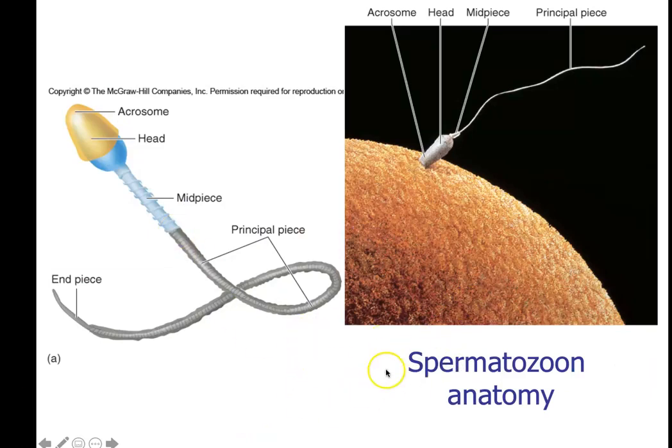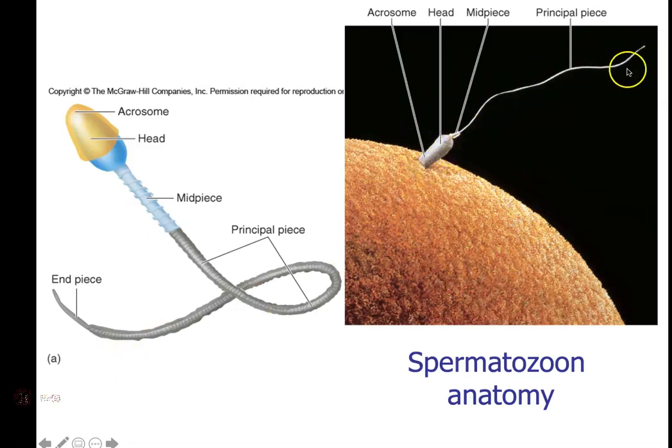So a mature spermatozoan is going to have a head inside this acrosome, a mid piece here with this little twirly bit around the middle, and then a principal piece and end piece here of this flagella tail. And when we're looking at the sperm actually fertilizing an egg, all these pieces become really important.